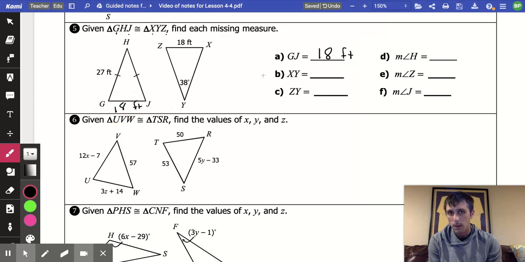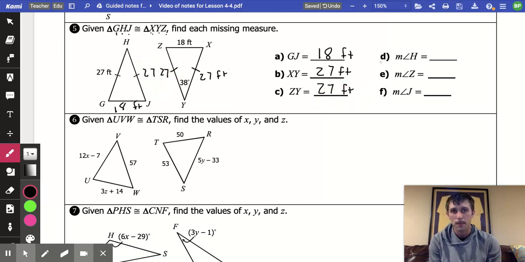Okay. XY. XY is the first and the second one. So the first and the second one here is GH. What is GH? GH is 27 feet. So if GH is 27 feet, XY is 27 feet. Now, how do we find ZY? These tick marks mean that they are congruent, or equal. So if XY has that tick mark, ZY would also have that tick mark. So if XY is 27, what is ZY? 27. They are congruent.